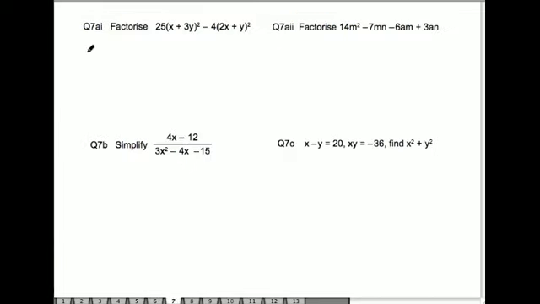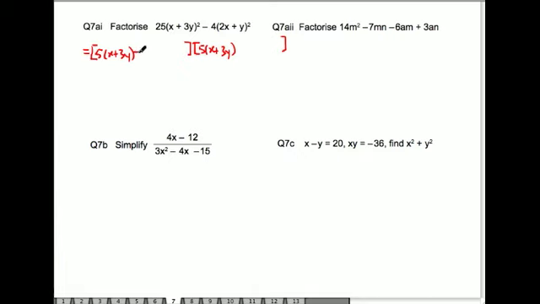In number 7, we need to factorize a difference of 2 squares, and we know that a difference of 2 squares will give us one side negative and the other side positive. So here is 5 times 5 and x plus 3y times x plus 3y. Okay, 5 times 5, 25. x plus 3y times x plus 3y is x plus 3y squared.